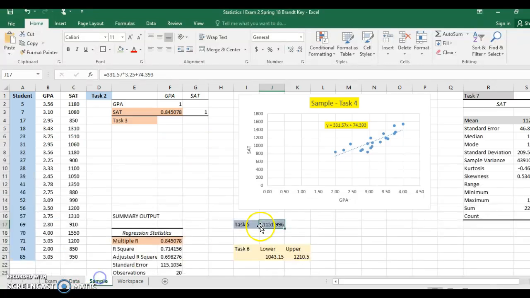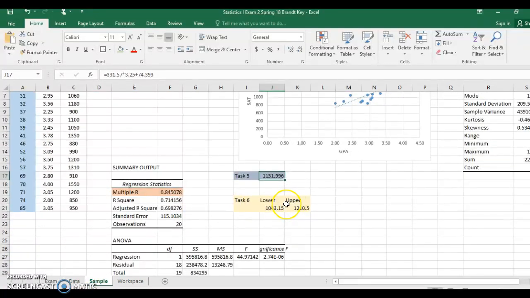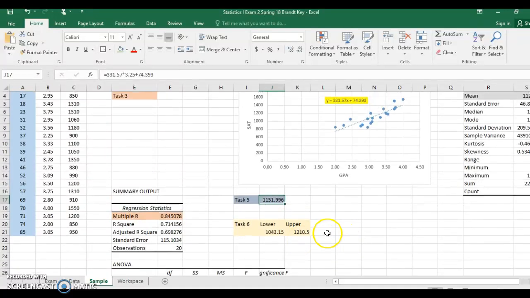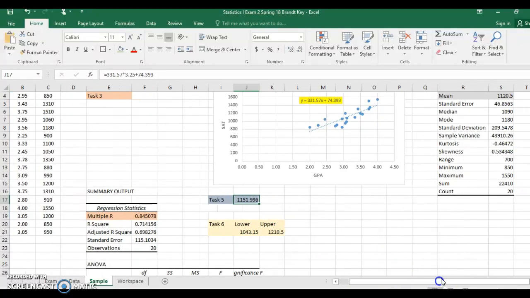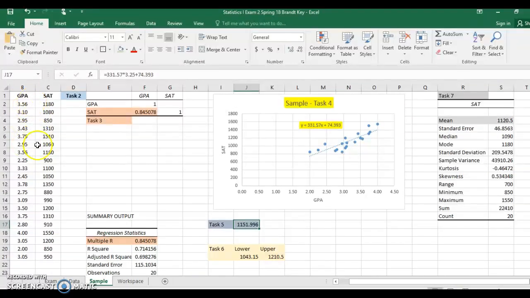For task 6, we were to be using the information from the original sample, this information here, to then find an upper and lower limit, just like one of the values in the textbook. And this gave me a lower limit of 1,043 and an upper limit of 1,210. And I would recommend using that one problem in the book that I alluded to in Slack to help following the steps for this. And then the last step was I had to then find the mean of my 20 SAT scores selected here. And my mean was 1,120.